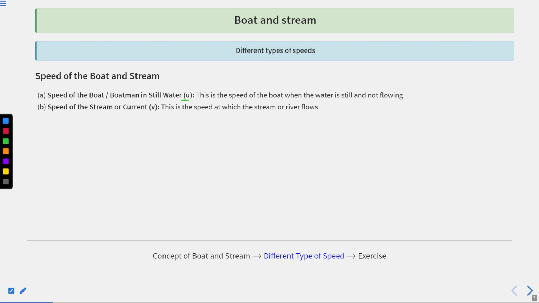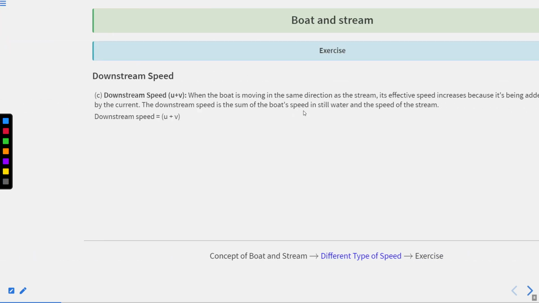It is denoted by U, and this is the speed of the boat when the water is still and not flowing. Okay, so the water is not moving, and when we calculate the speed of boat in that case, it is called speed of boat and it is denoted by U. And speed of stream or current, which is denoted by V, is the speed at which the stream or river flows. So that's the speed of the river flow.